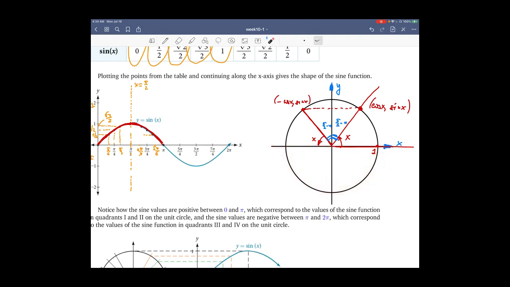Well, in the third quadrant, we see that sine will be decreasing as x increases. Sine will be decreasing from 0 to negative 1.